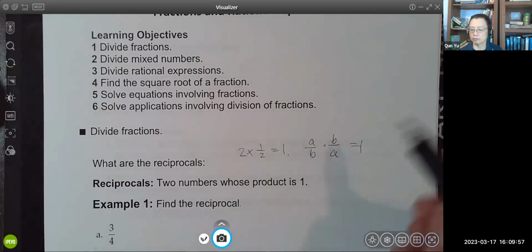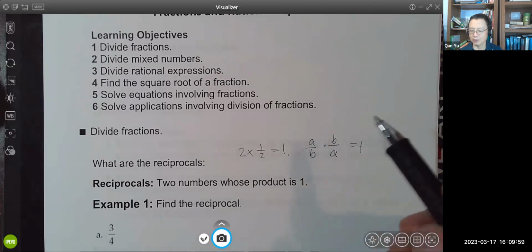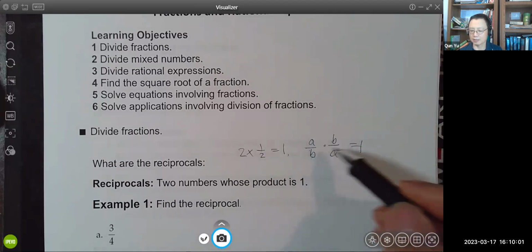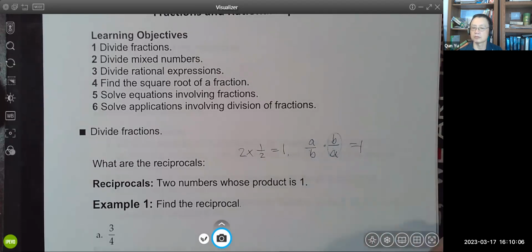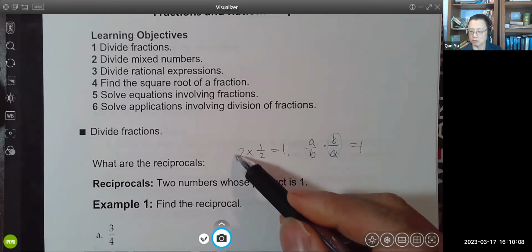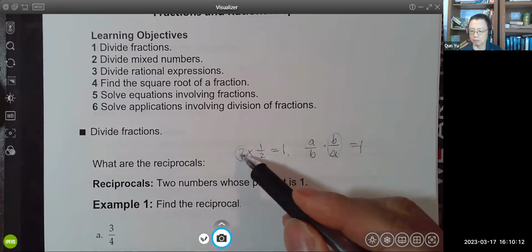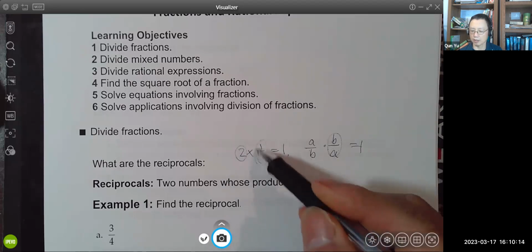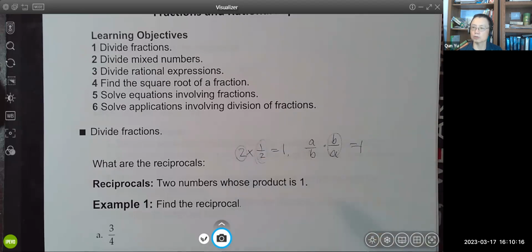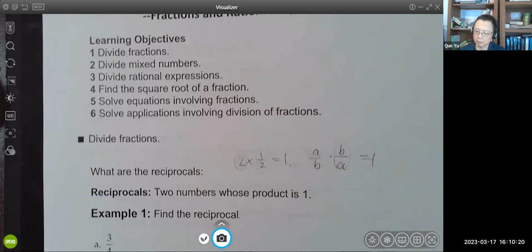In other words, to find a reciprocal is very simple. If you have a fraction, just switch these two numbers and you get a reciprocal. Or if you have a whole number, just put 1 on top of that whole number, and you get a reciprocal. So 1/2 is the reciprocal of 2. It's very easy to find the reciprocal of a given number.